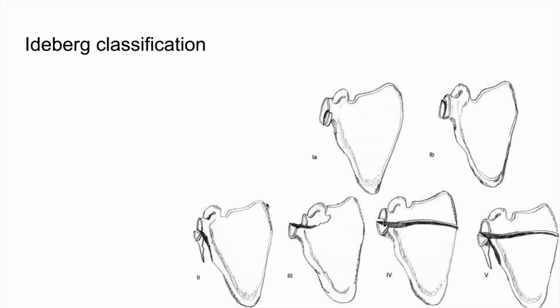Now, coming to the classification, there are multiple classifications available. I think for your exam purposes, the Ideberg classification is probably sufficient. Type 1 is the glenoid intra-articular fracture.